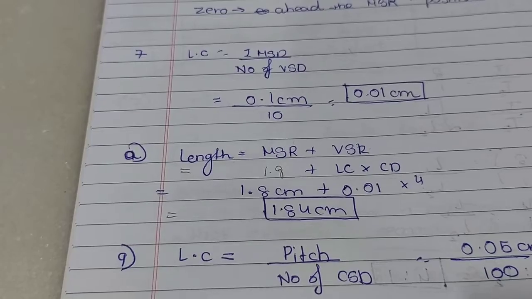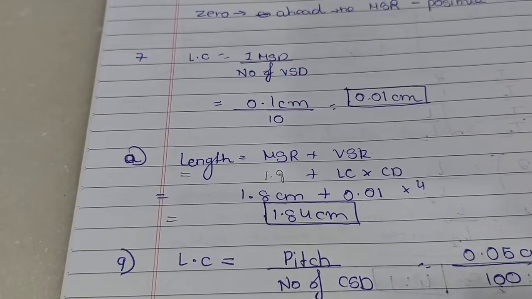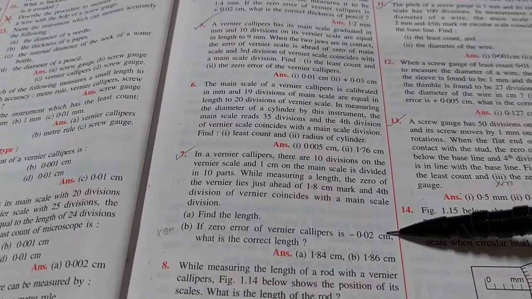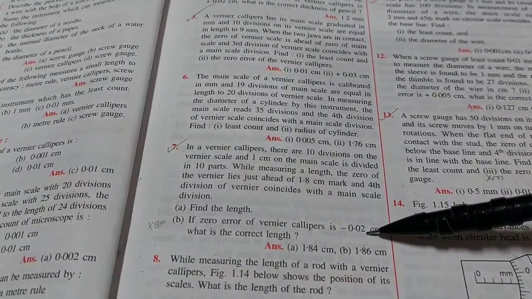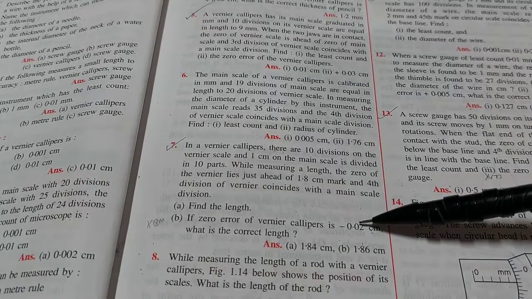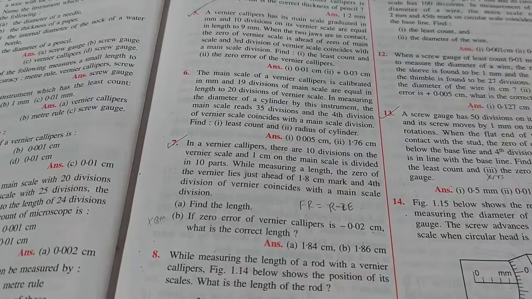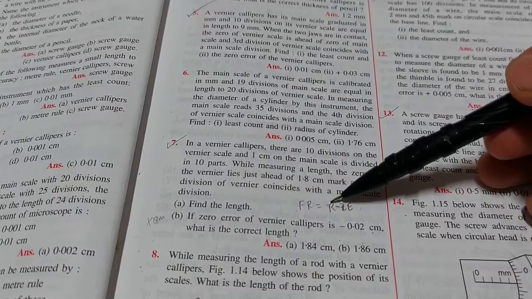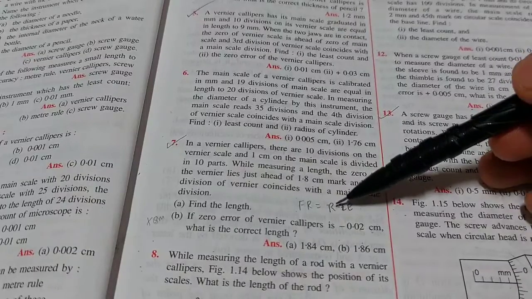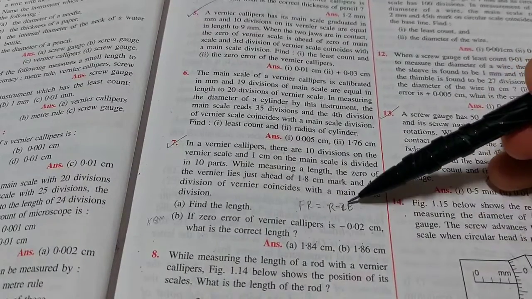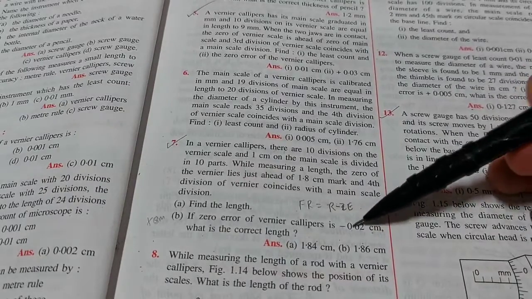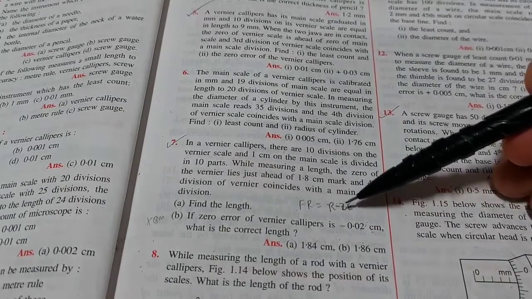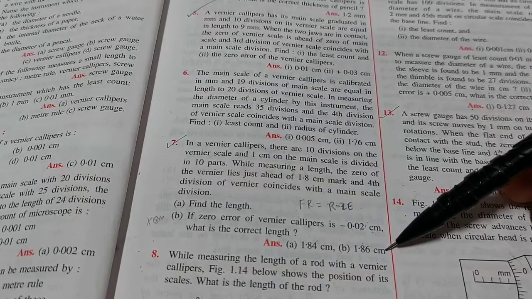The B part, how to solve that? Well, whenever they give a negative zero error, we don't have to calculate the zero error, it's already given. So for the final answer, we just have to add this. You see, final reading is always reading minus zero error. So reading was 1.84 centimeters. Zero error is minus 0.02, and minus of minus 0.02 is plus 0.02. So it is added. So that makes it 1.86 centimeters.